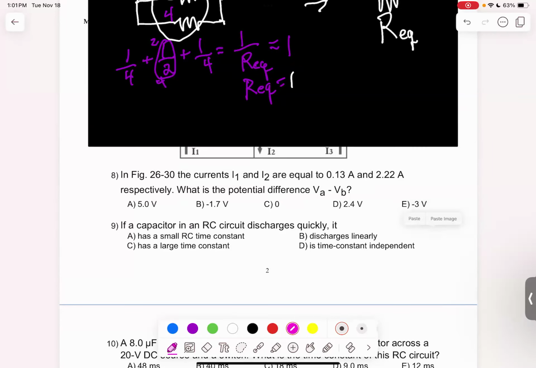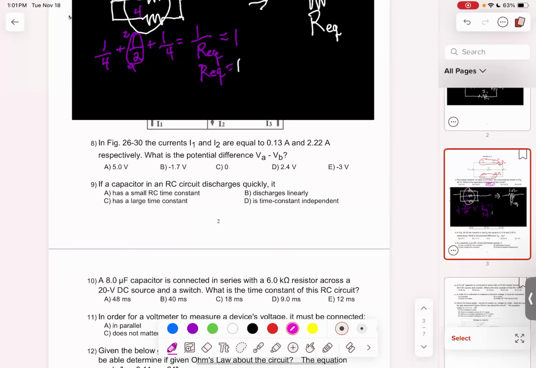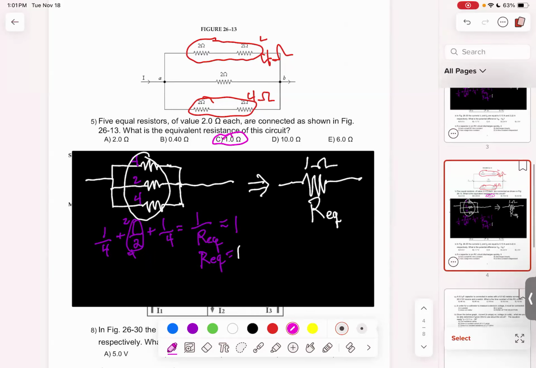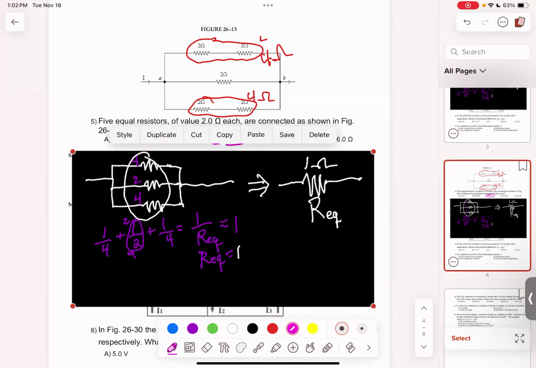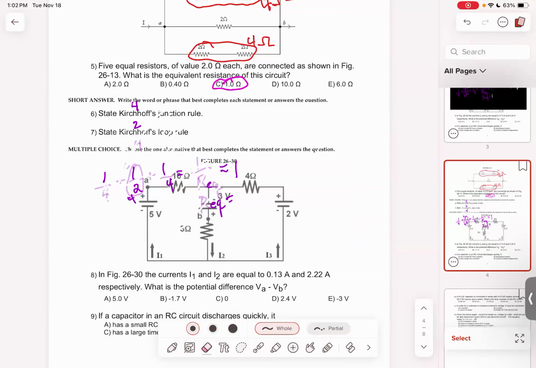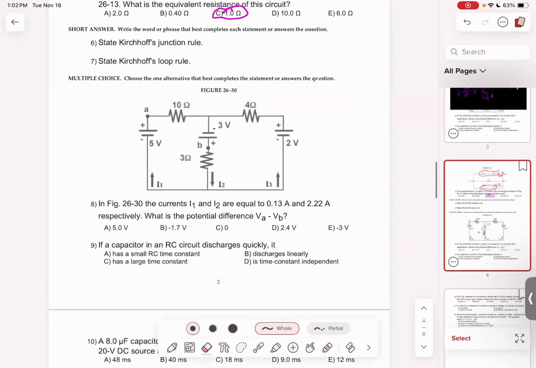And let me copy this page over again so we can do it again. Let's answer number 6 and number 7 on the fly here. So number 6 says, state Kirchhoff's junction rule.